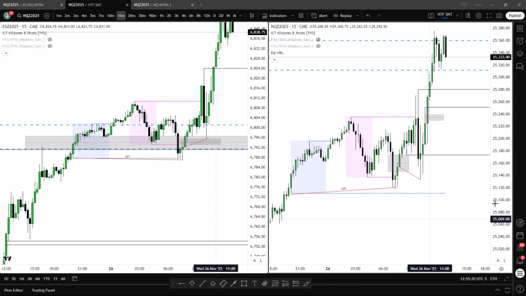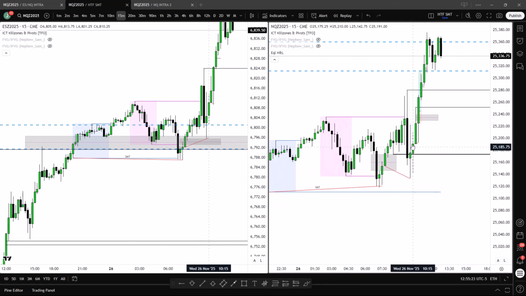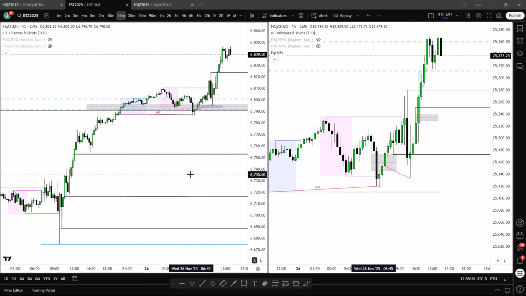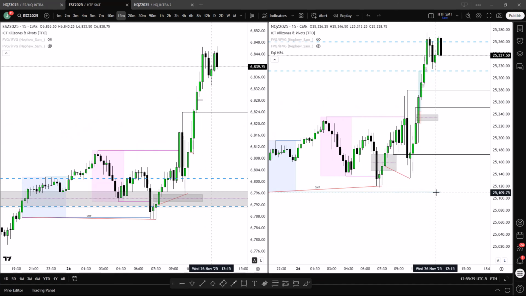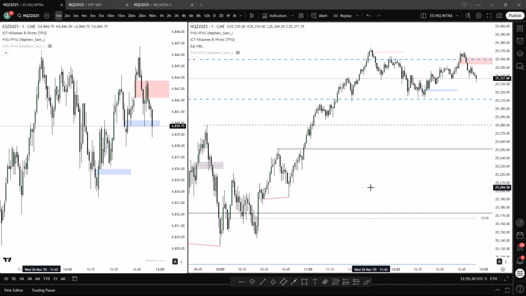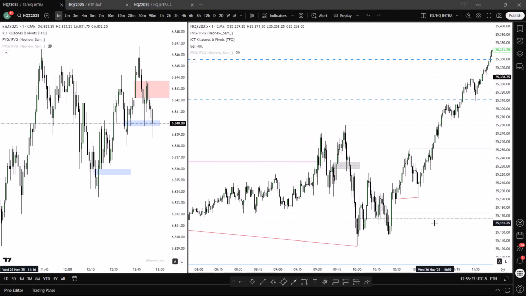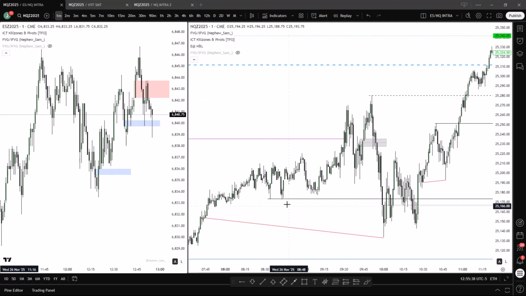Now coming into this morning, we obviously took out London highs right on the opening, and we didn't really form any SMT. The bias was still bullish because we had 4-hour deliverance from a 4-hour fair value gap. We had SMT, we had confirmation. But in the morning we created these equal lows right here.